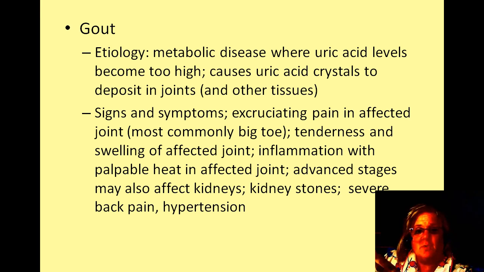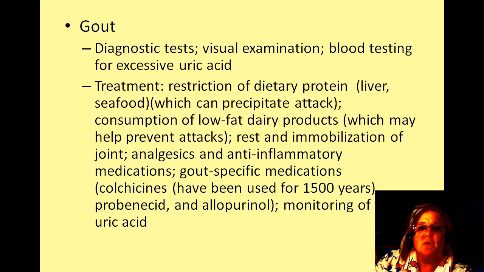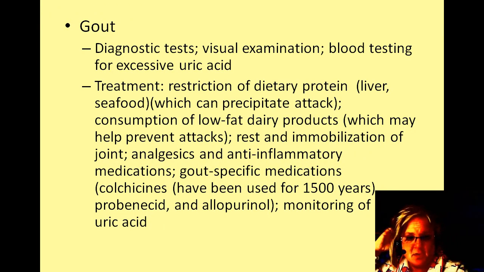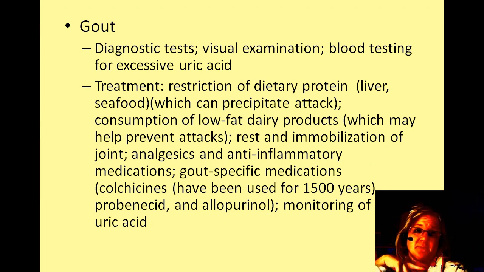All right. It was once said to be, I think, a disorder of the rich, because they used to say you'd get gout from eating large amounts of protein, rich foods like liver and seafood. Okay. So they're going to do a visual examination. That's the diagnostic test, and they're going to do a blood test, to see how much uric acid you have floating around in your body.